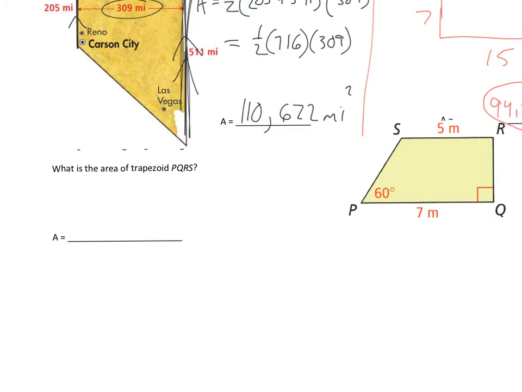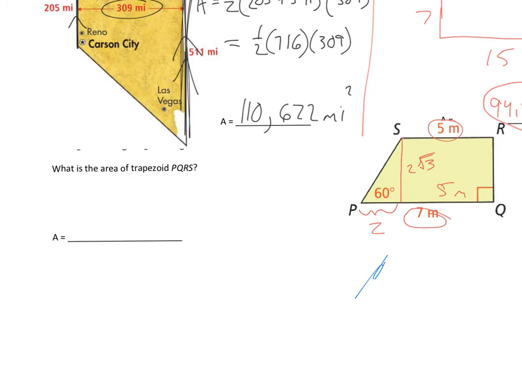Let's see here. So if I draw in the height there, now let's think about this for a second. If the whole length is 7, and that's 5, and that's 5, then what would be remaining here? Well, that would be 2. And if this is a 30, 60, 90 triangle, that would be the height, 2 radical 3, if you remember that shortcut. If you don't remember that shortcut, it's okay. If you don't remember that shortcut, just simply use trig, okay?